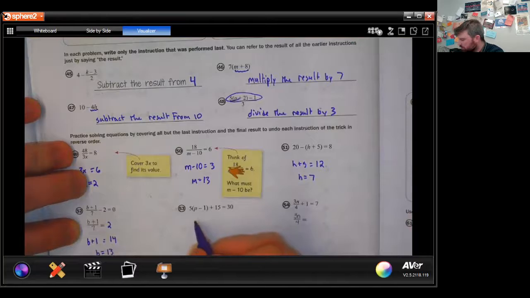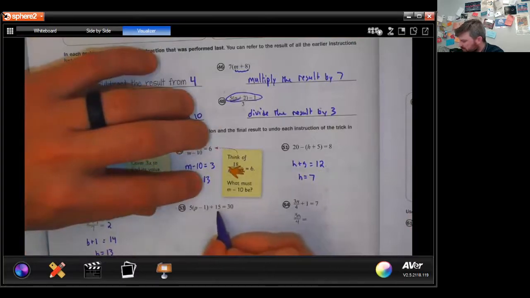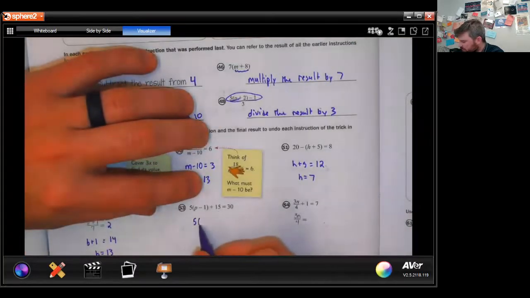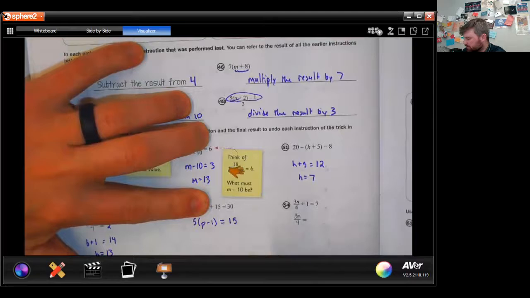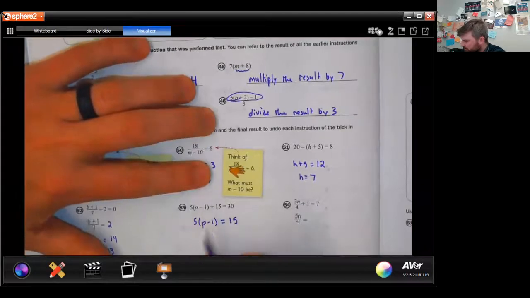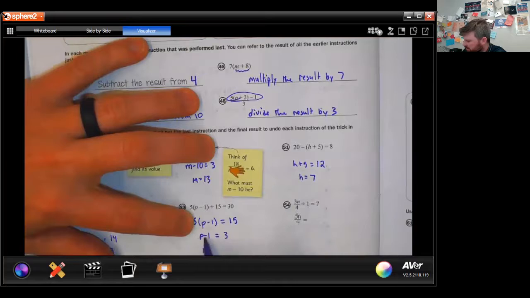Okay, again, this is a bigger one. The last step is add 15. So we're going to cover up 5p minus 1. What number plus 15 is 30? That's 15 plus 15 is 30. Then we're going to cover up the p minus 1. So 5 times what number is 15? That's 5 times 3. And then what number minus 1 is 3? And that would be 4.